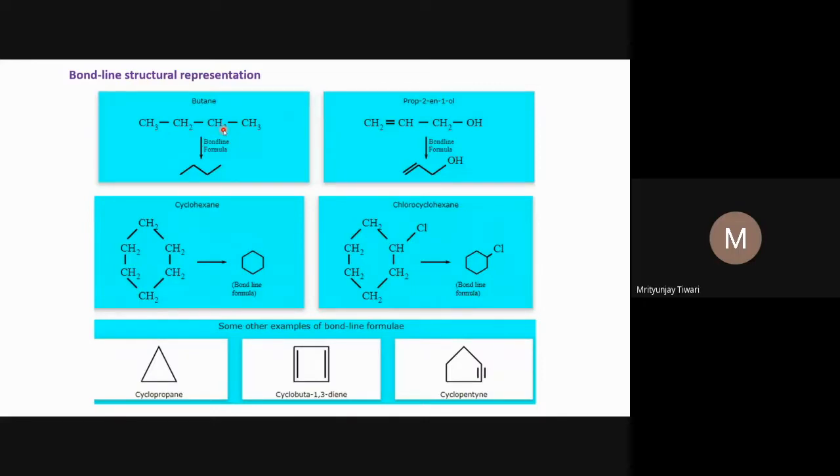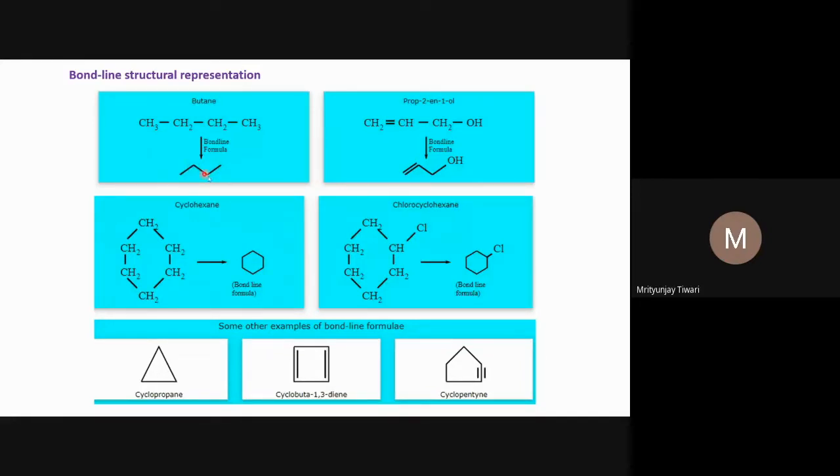Then we go to the bond line structural representation. In the bond line structural representation, we do not show any carbon and hydrogen atoms. Usually, we do not show carbon and hydrogen atoms. Instead of them, we write zigzag lines, and based on those zigzag lines, one has to understand where the carbon atoms should be, at each end or bend.